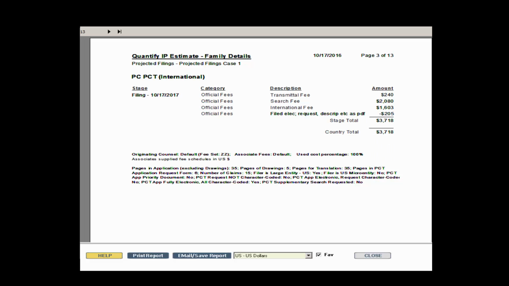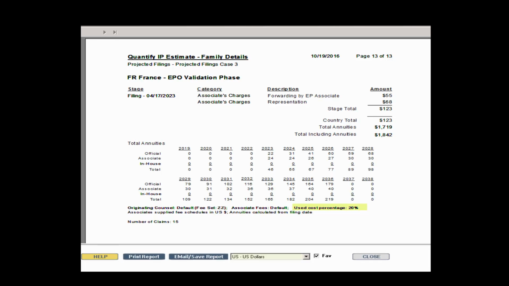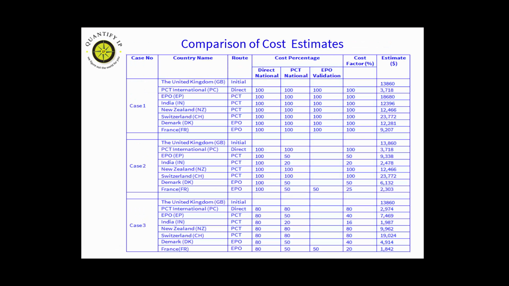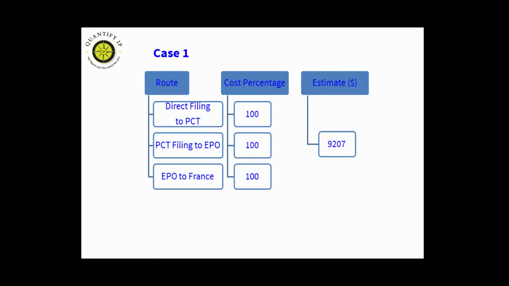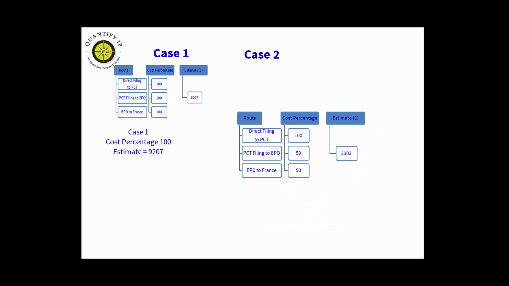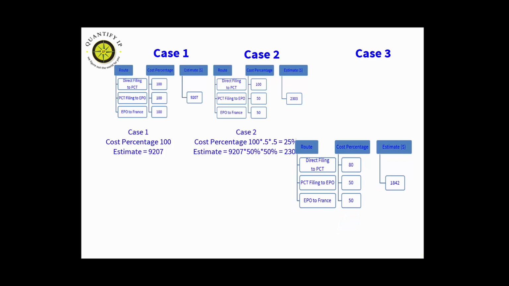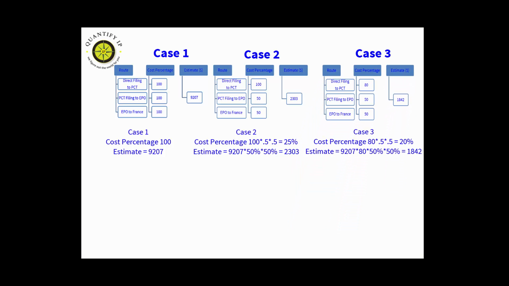In the Family Details report, you can see the cost percentage specified for each projected filing route. Comparing the cost generated for all three cases, you can see that the cost varies as per the cost percentage specified for each projected filing. By specifically comparing the estimates for a country, such as France, through the EPO route, for the above cases 1, 2, and 3, we observe that the projected filing cost estimates for these cases are exactly in accordance with the respective cost percentages we chose for each route and scenario.